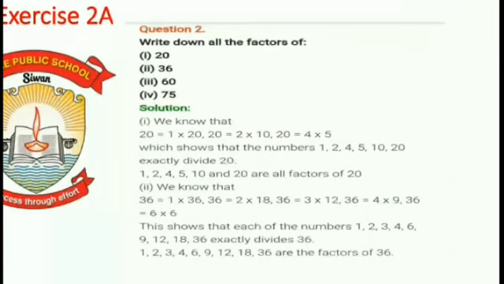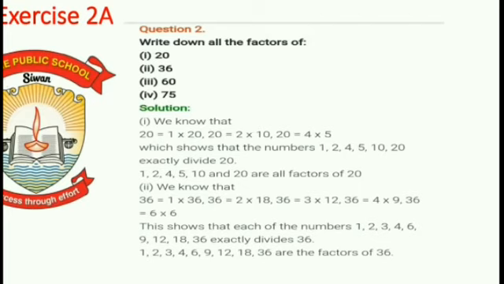On this slide, we will discuss the second question of this exercise. Write down all the factors of 20, 36, 60 and 75. We will discuss two parts of this question, and the remaining two parts you have to complete in homework.